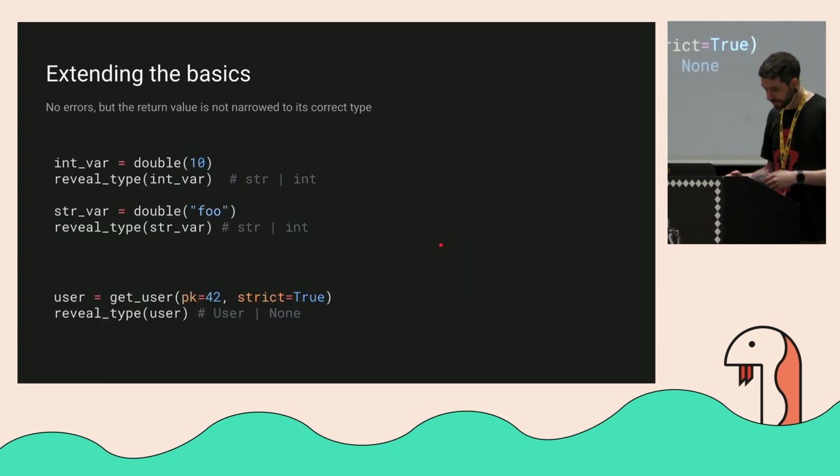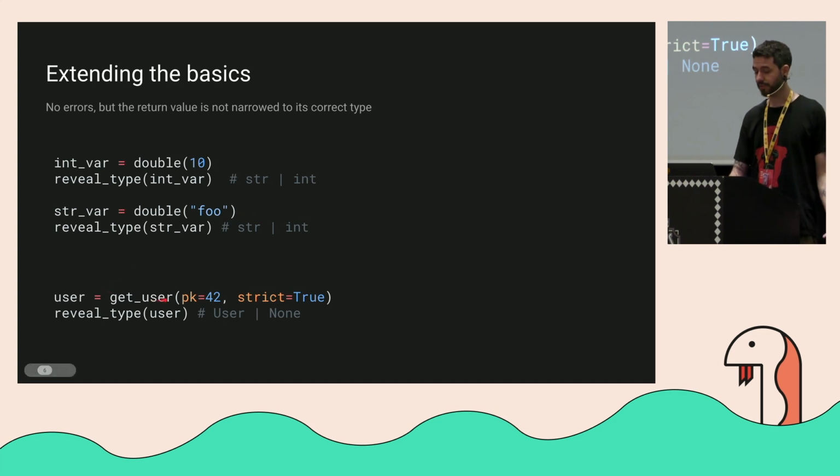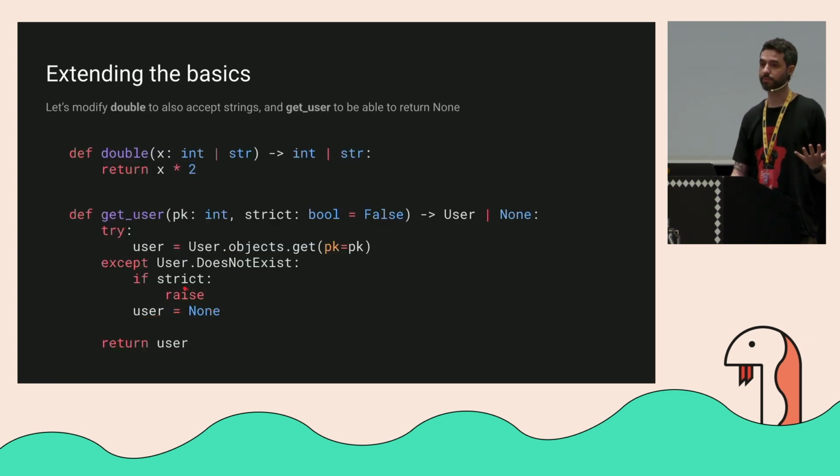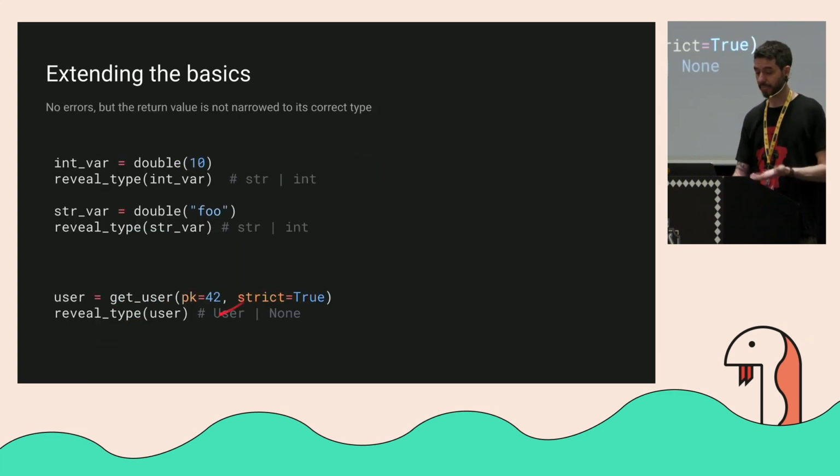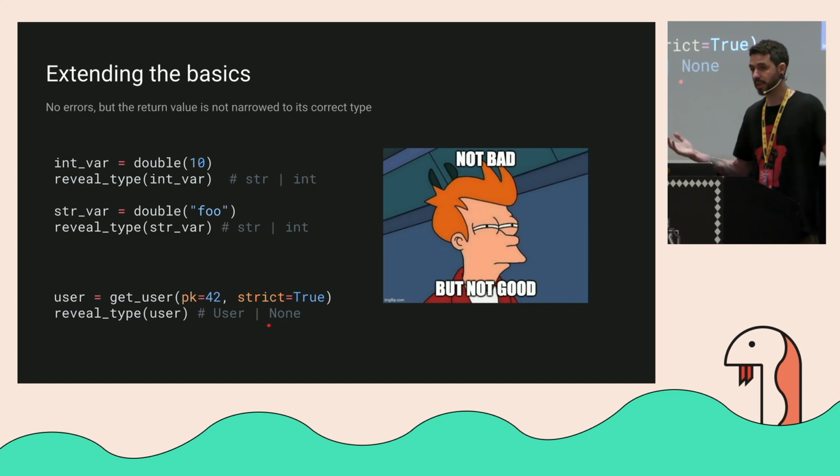And if we try to use it, you can see that if I try to pass double, I try to pass 10. When I reveal the type, it's a string or int. The same for the user. If I try to do even the strict, I know that I'm always going to get a user. Otherwise, there would be an error. But I still need to narrow this after because it can be none in the typing. So yeah, that's not bad, but that's not good as well.